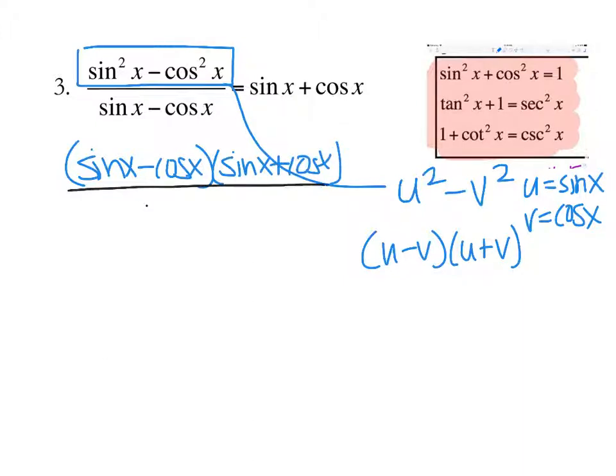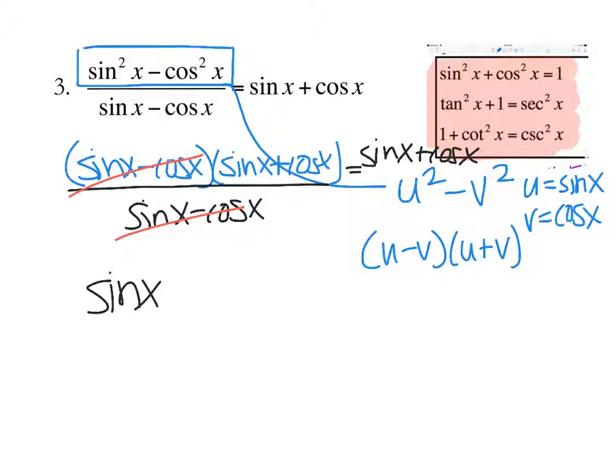That's all over sine x minus cosine x. And it's supposed to equal sine x plus cosine x at the end. So then from there, you can cross these out, and they cancel, and we get sine x plus cosine x equal to sine x plus cosine x.